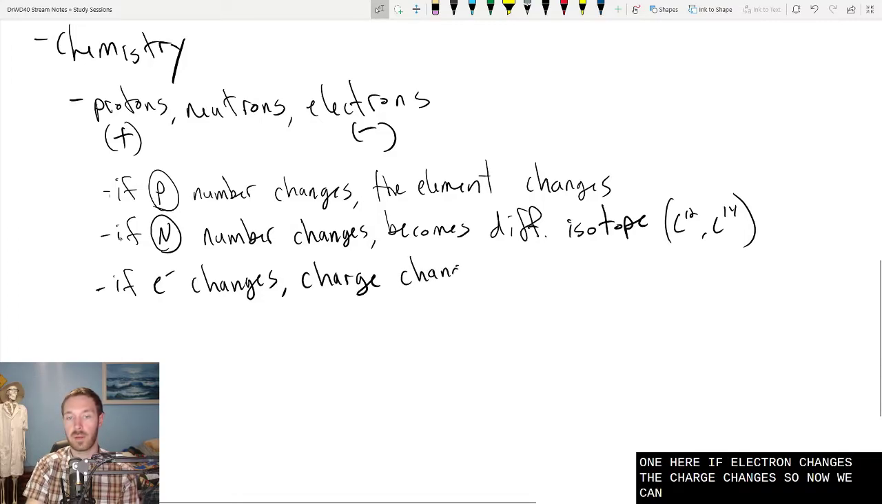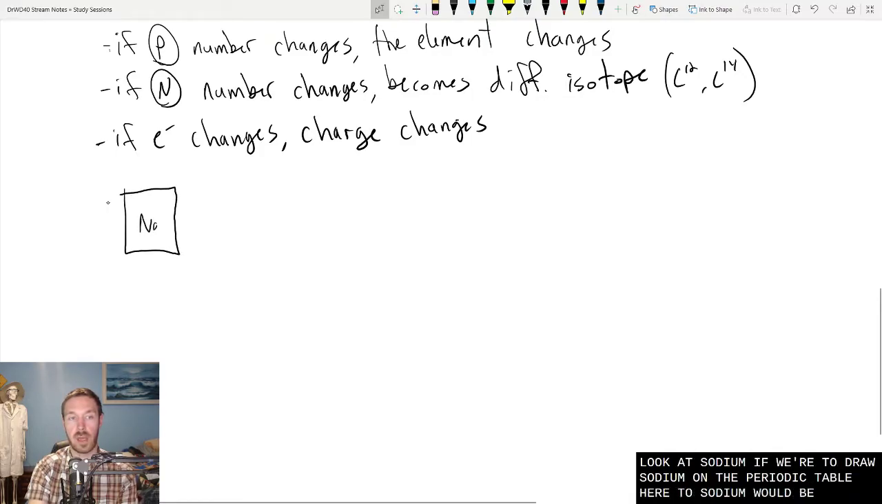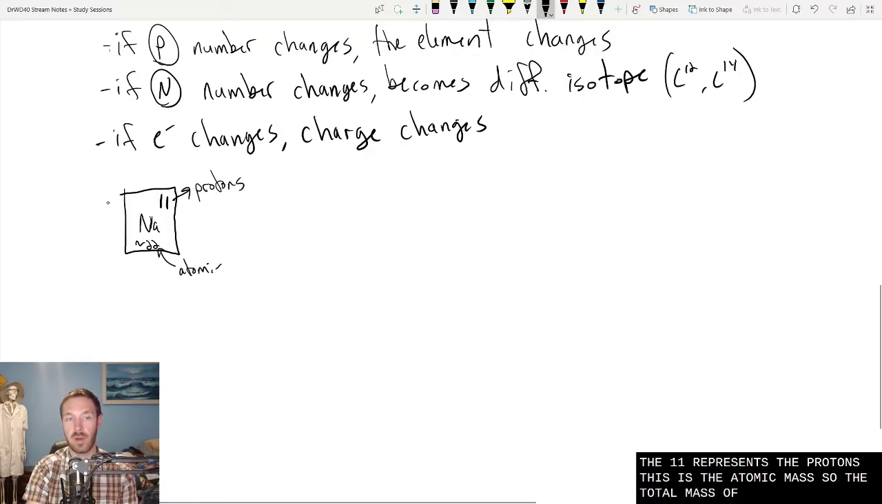So now we can start talking about what gives an atom a charge. Let's look at sodium. If we were to draw sodium on the periodic table here, sodium would be Na. Sodium would have 11 up here, and around 22 down here. The 11 represents the protons, the atomic number. This is the atomic mass, the total mass of protons plus neutrons. Electrons don't bring anything to the mass. If we have 11 protons, which are positive, for sodium to be neutral, it must have 11 electrons, because plus 11 minus 11 is a charge of 0.